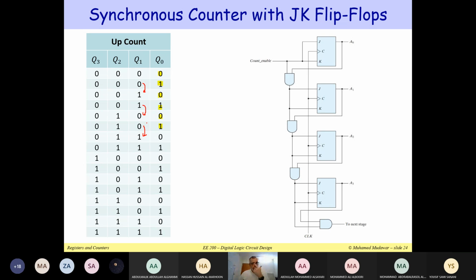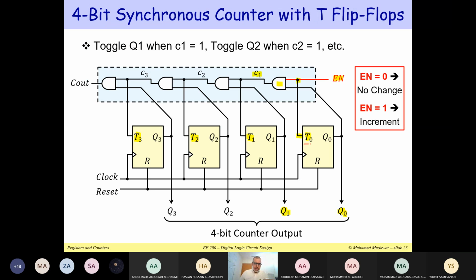Students? When J and K equal 1. Do we have J and K? I'm just actually having here, forget about J and K. I'm talking about here toggling the T. The J and K is nothing, I'll talk about it in a minute. I'm talking about when do we toggle the value of Q? When T is equal to 1?